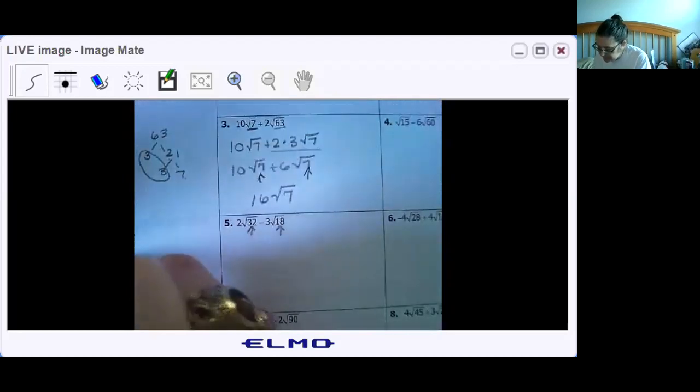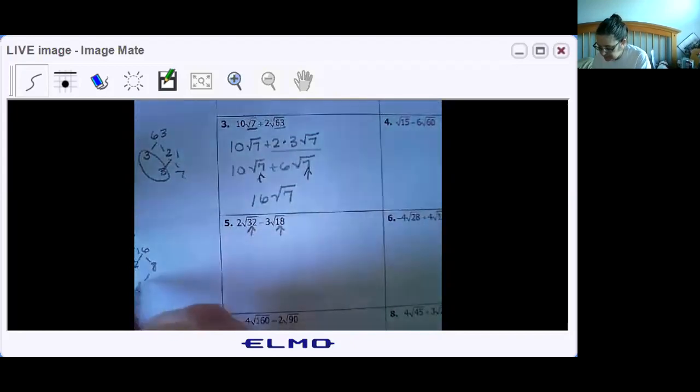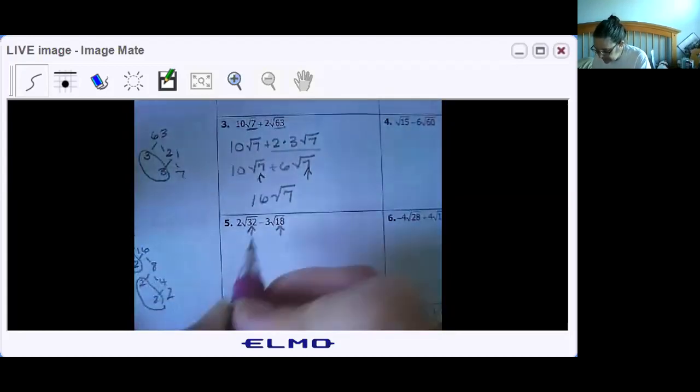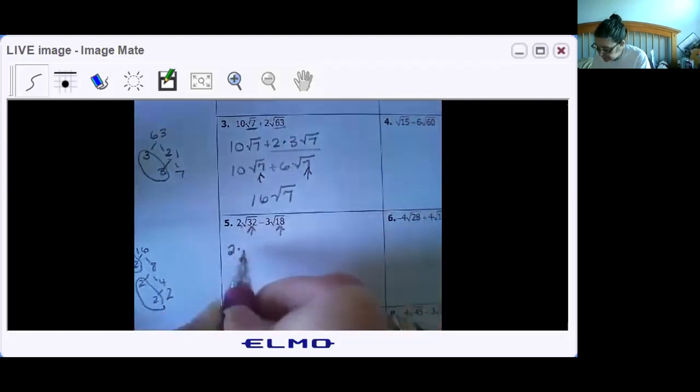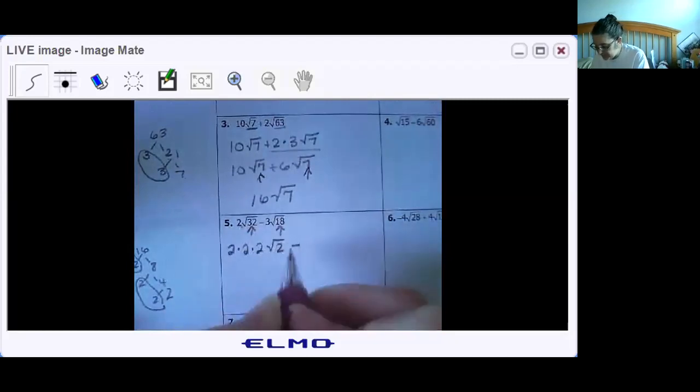32 is 2 times 16, which is 2 times 8, which is 2 times 4, which is 2 times 2. So I've got 2 sets of 2's that I can take out, plus the 2 that was already there, and a 2 that's left behind.